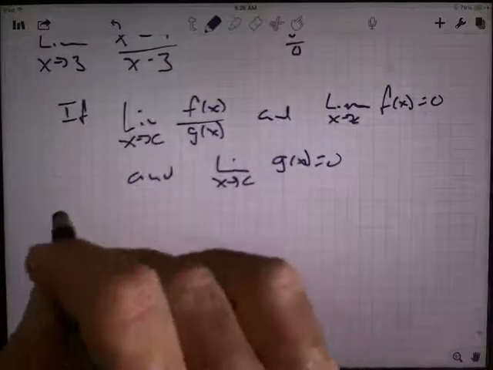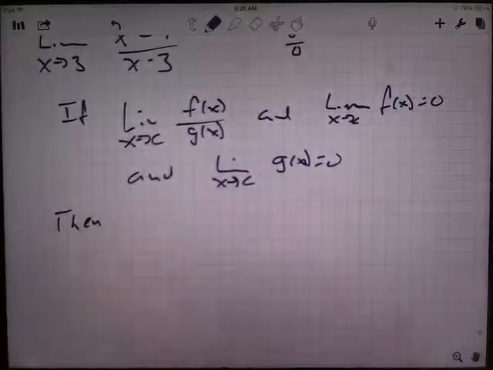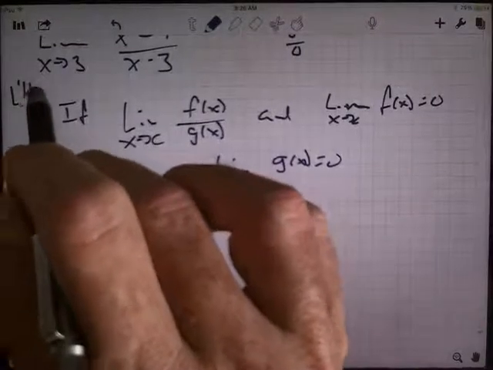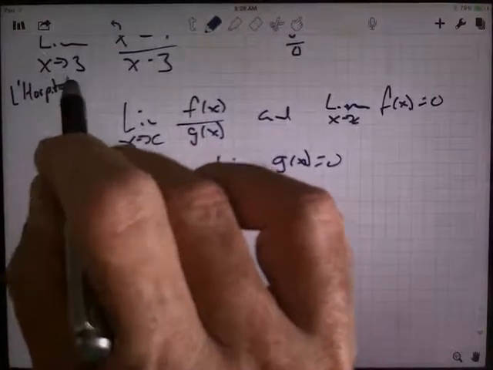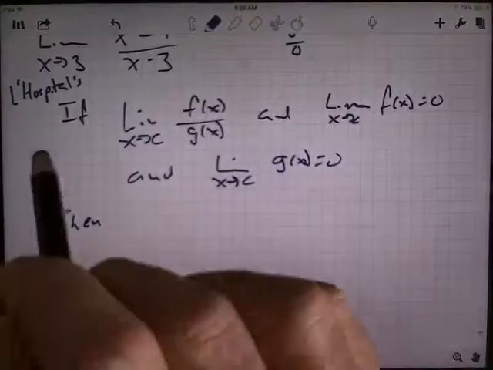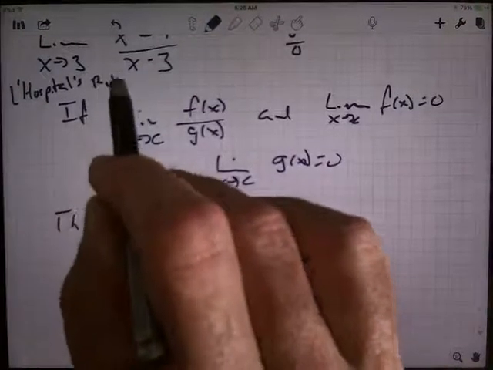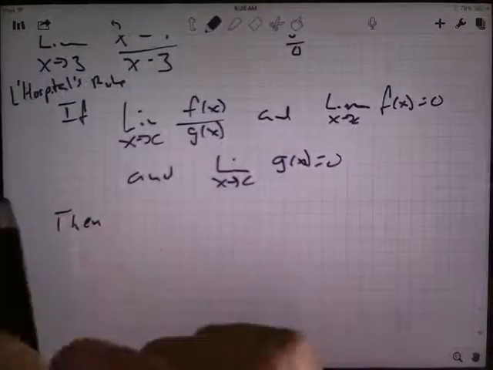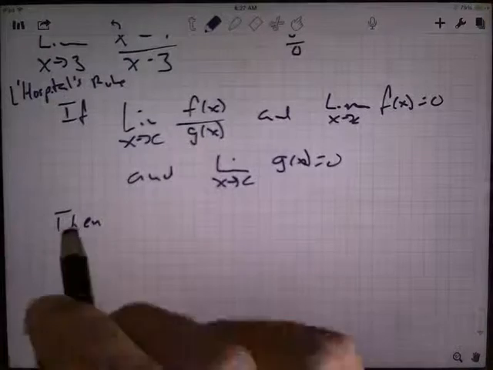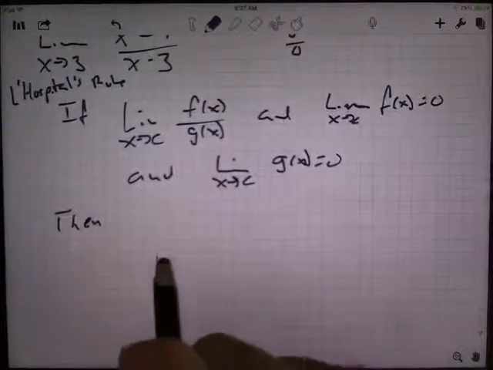Then what we're going to do is focus on the derivatives. And this is L'Hospital's rule. L'Hôpital was French, so you'll see the spelling differently in different books, but anyway, L'Hospital is the way I spell it, and a lot of books will do it that way.